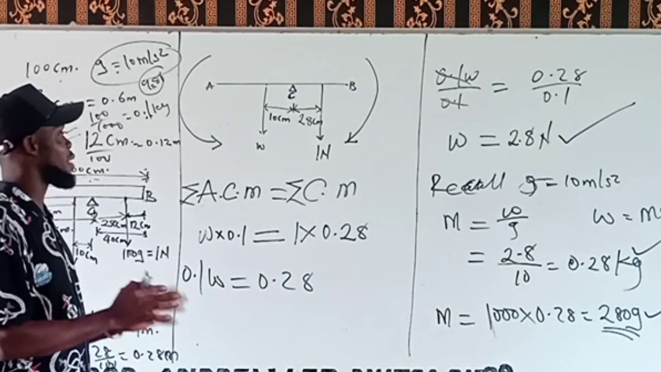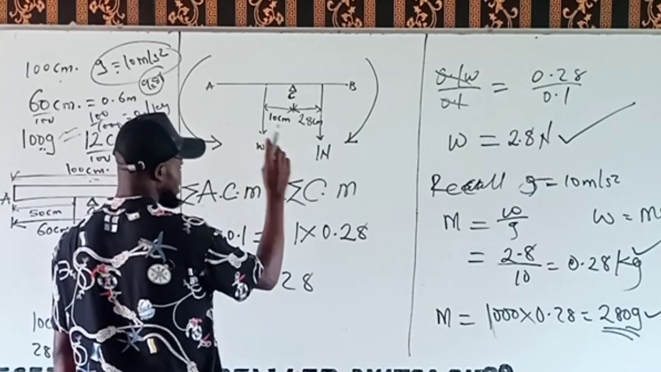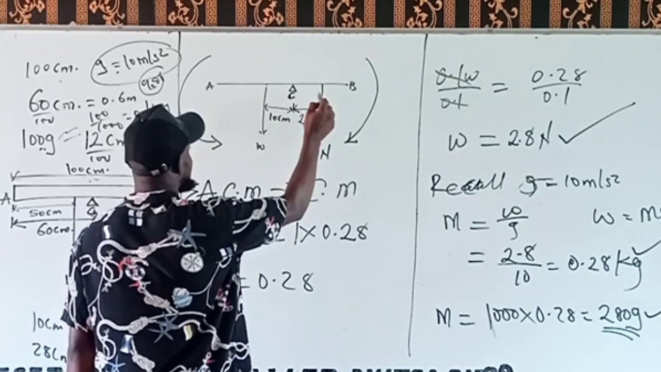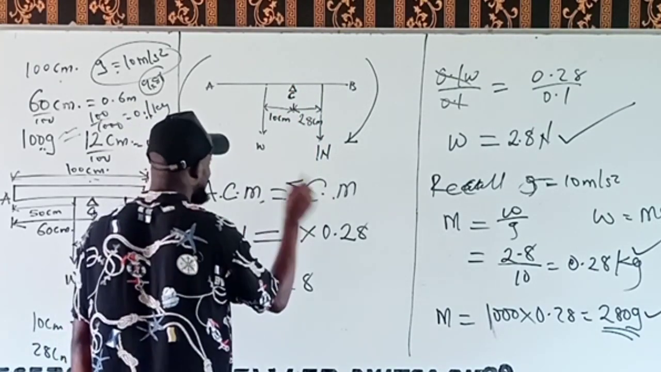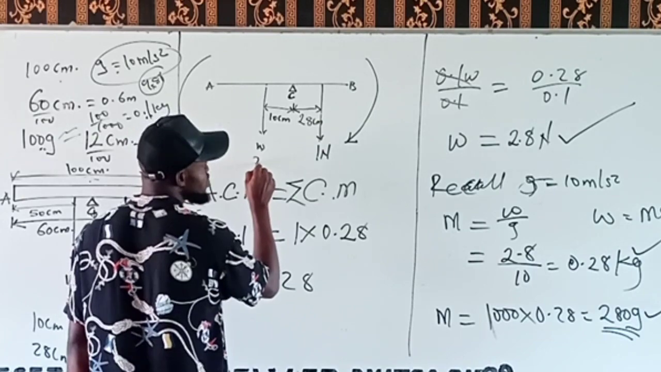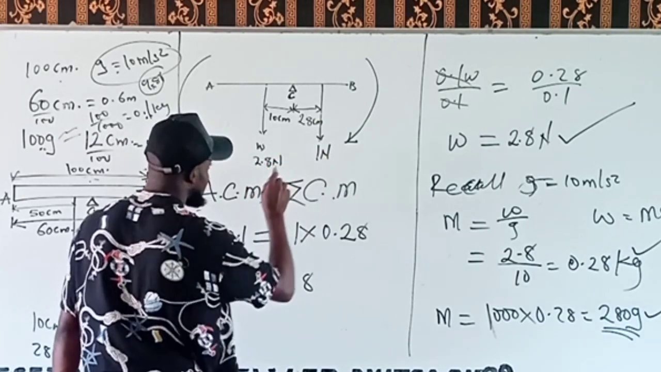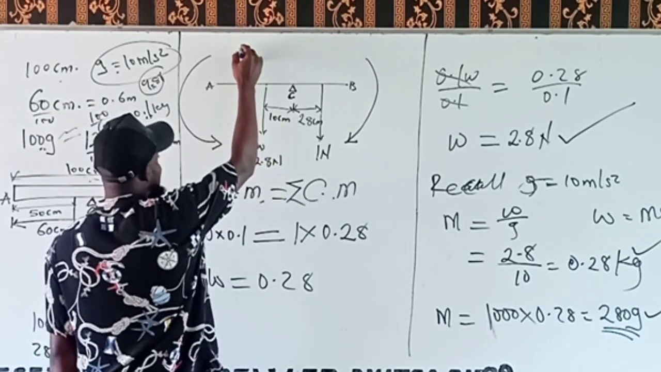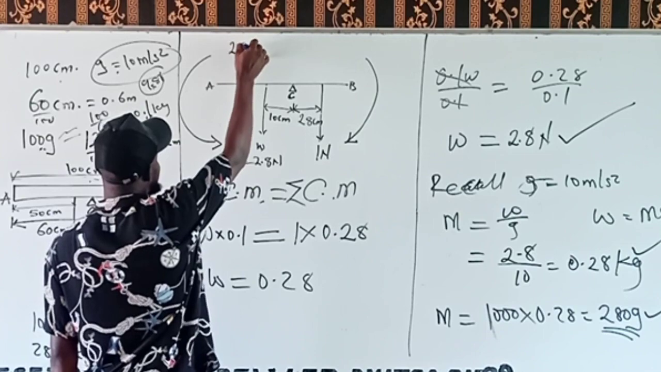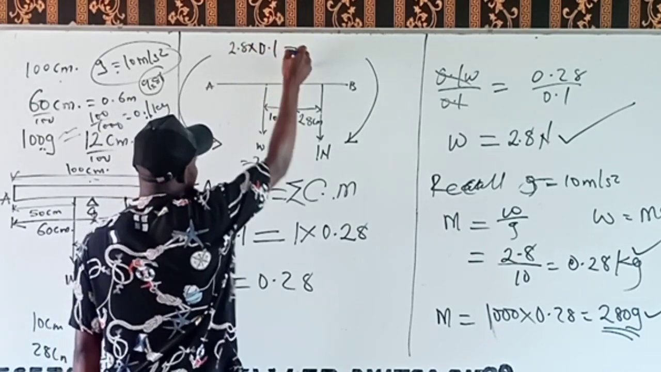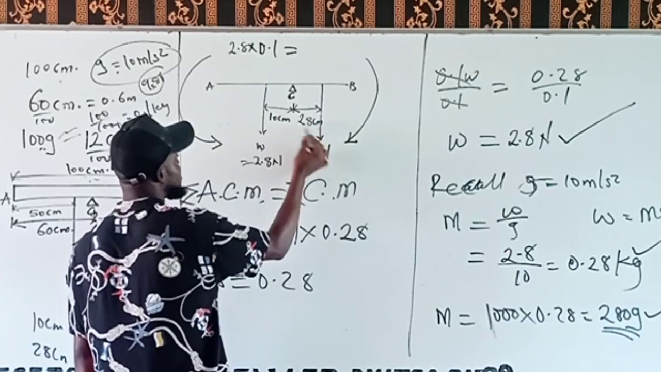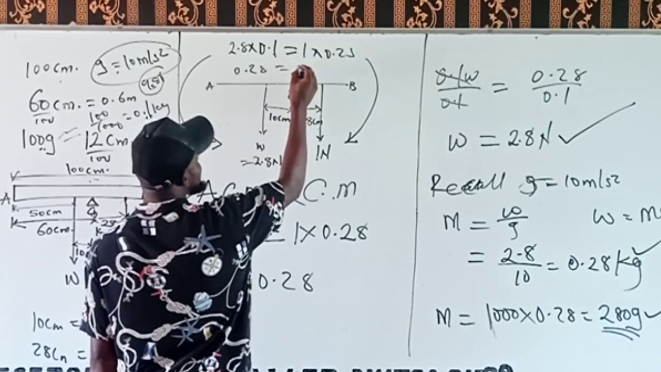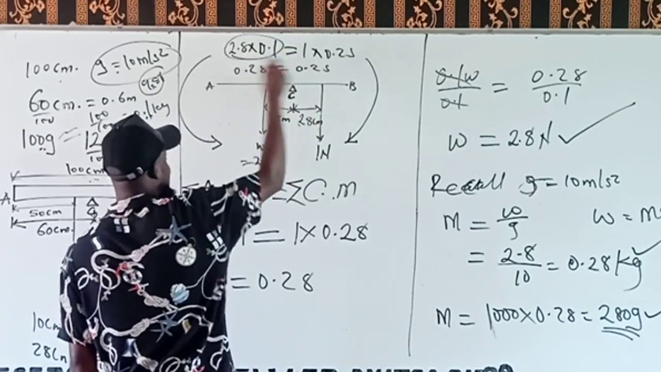So to see if you are correct, just check. We say this one will be equal to 2.8 Newton. Just check. 2.8 times 0.1 meters. Will it be equal to 1 times 0.28? We check. 1 times 0.28. Now that is 0.28 is equal to 1 times 0.28. You see? Anti-clockwise moment is equal to clockwise moment.